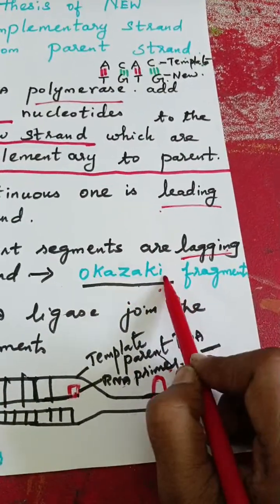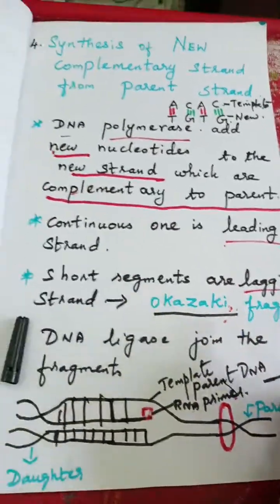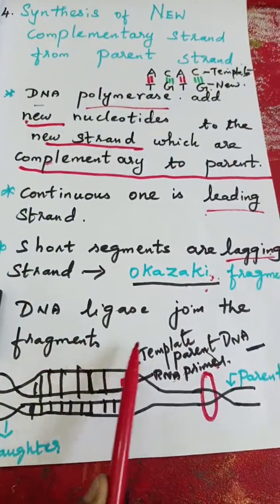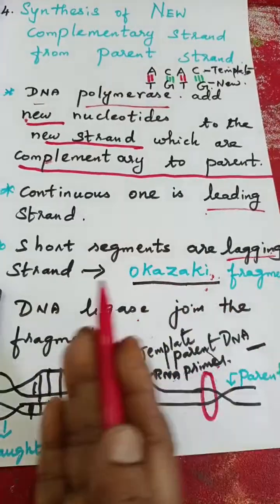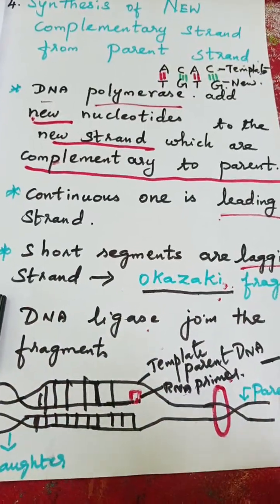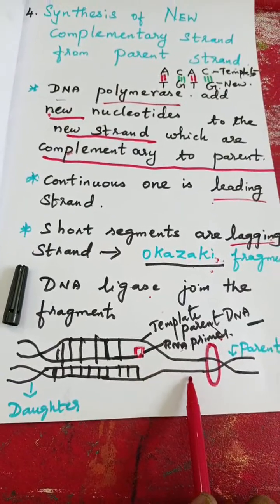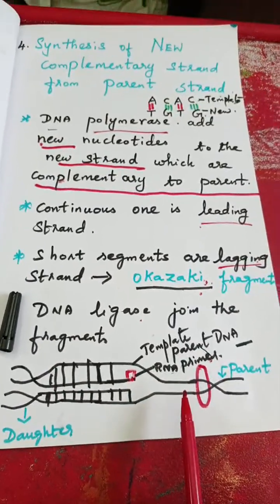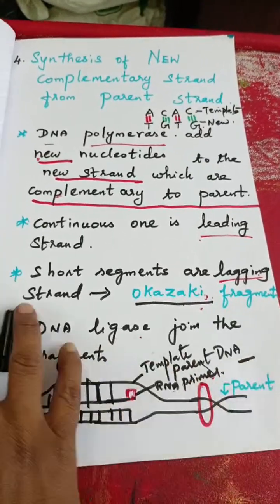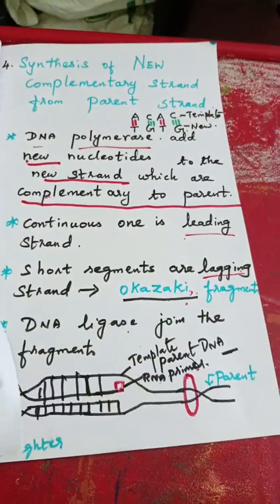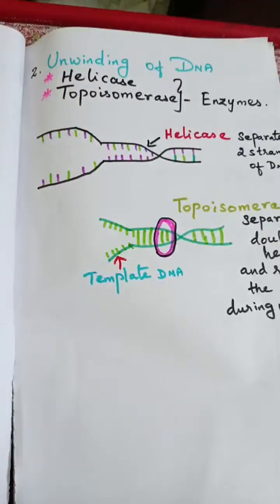Why they are Okazaki? That's a home assignment for you people to go and find out what Okazaki is. And then this DNA ligase will join the short fragments and give the continuous strand formation. So this is the way the replication process will take place. Hope you understood the concept very well. Yes, now we will recap. What is replication? How does replication take place?